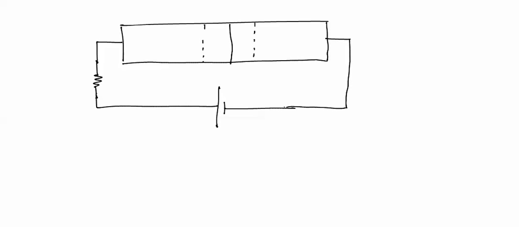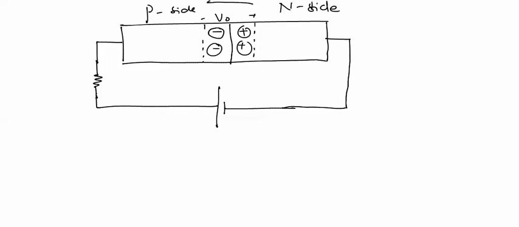This is the PN junction diode and it is forward biased. P side and N side. On P side there will be negative ions, and on N side there will be positive ions, and there will be a contact potential and an electric field which varies from N side to P side.